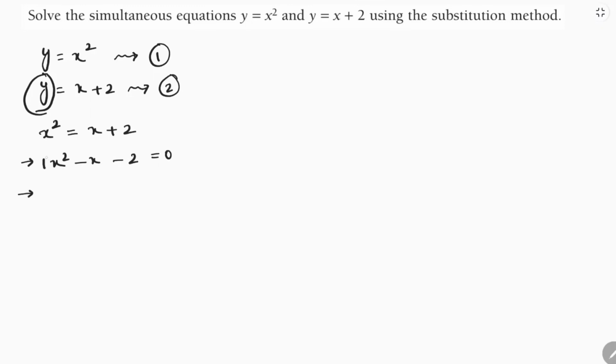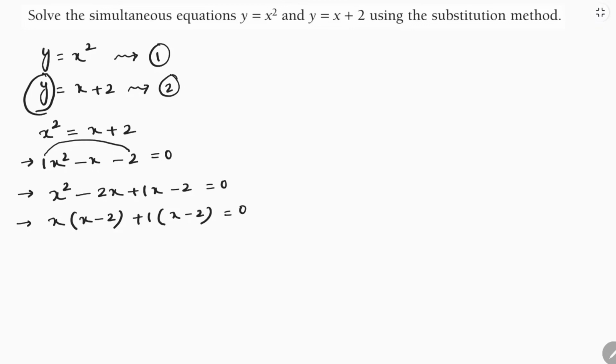Now I'll factorize. Here the coefficient of x squared is 1. The factors of 2 are 2 into 1. So x squared, I need minus 1, so minus 2x plus 1x minus 2 equals 0. In the first two terms, if we take x common, x into x minus 2 plus 1 into x minus 2 equals 0. Now if I take x minus 2 common, x minus 2 into x plus 1 equals 0.